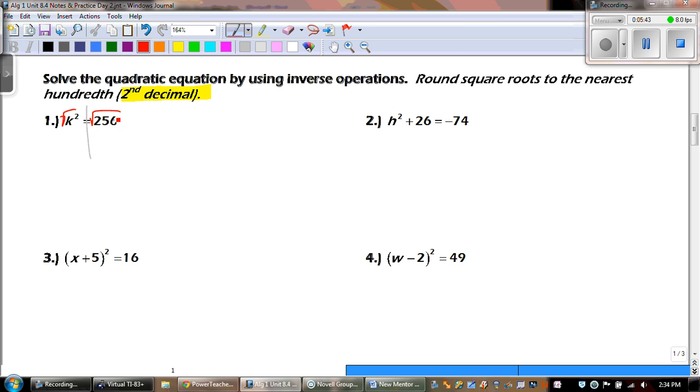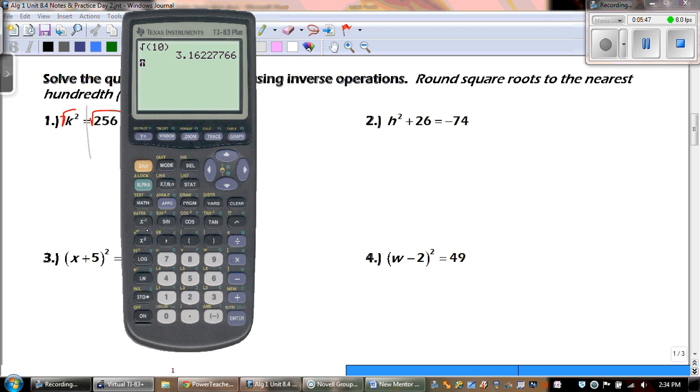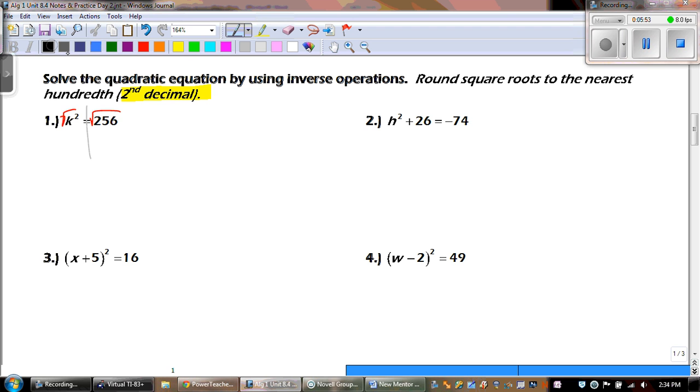The opposite of that is square root, which means I need to take the square root of 256 and I get 16. Remember, that's only half of our answer. It can be a positive 16 or it could be a negative 16.